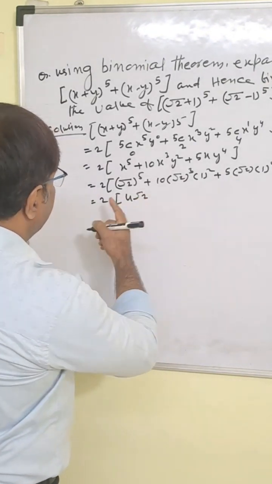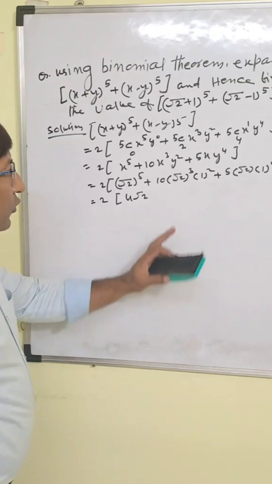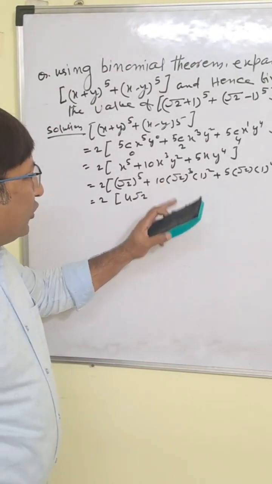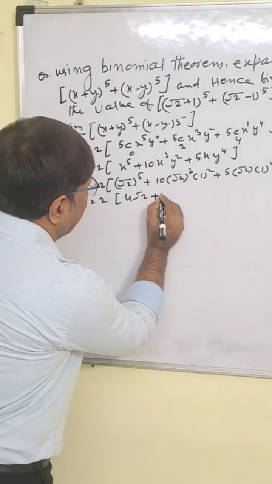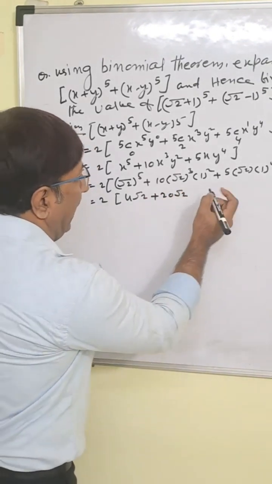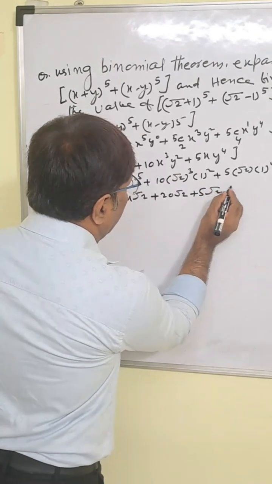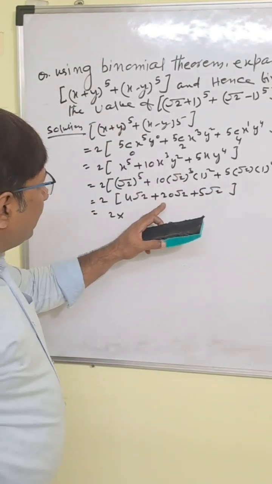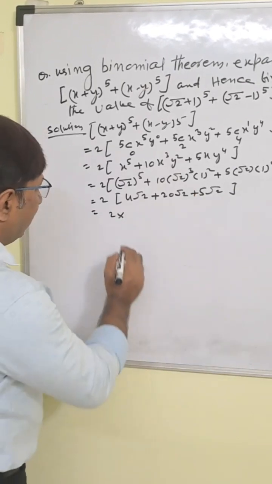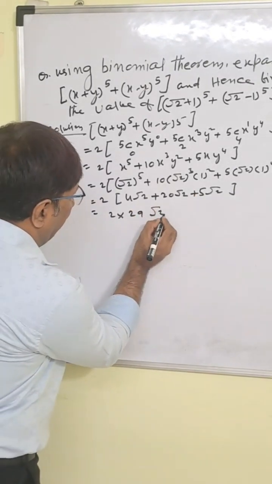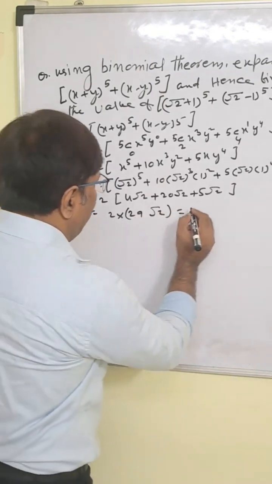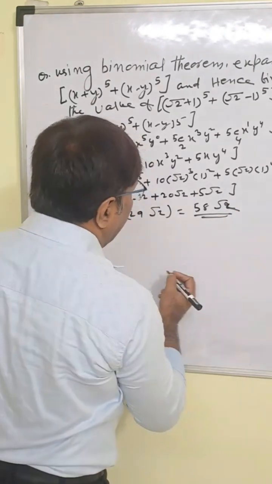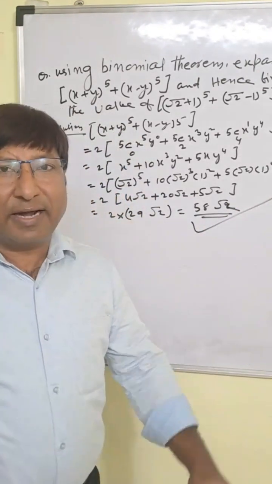And here this is 4 root 2, and here root 2 cube. So again we will get root 2 into root 2 three times, so 2 root 2. So 10 into 2 root 2 is 20 root 2. And here this is 5 root 2. So when we add these numbers, 4 plus 20 is 24, plus 5 is 29. So we will get 29 root 2. So 2 into 29 root 2 is 58 root 2. So our correct answer is 58 root 2.